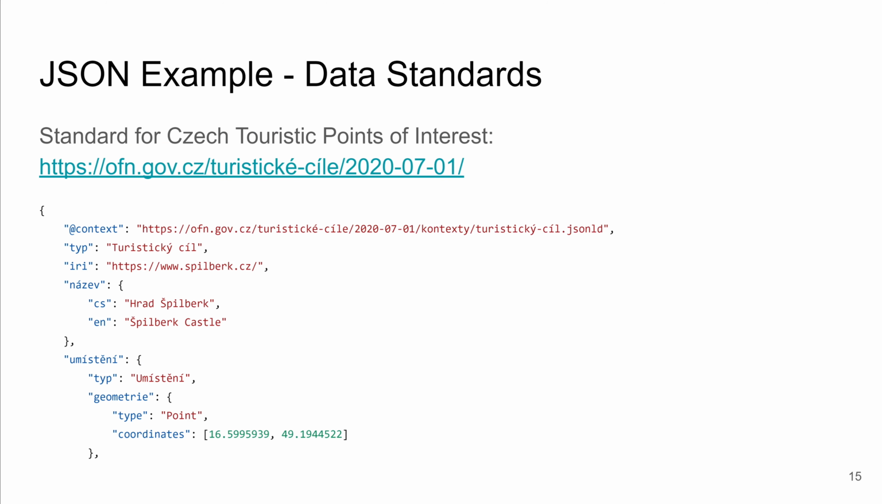Another usage example of JSON are standards for open data, where, for instance, for a touristic point of interest, there is a standard saying how those data should be represented. And again, it uses JSON as the format to do so.